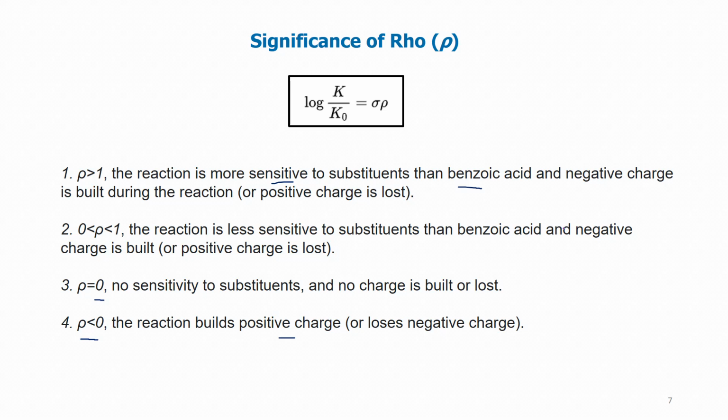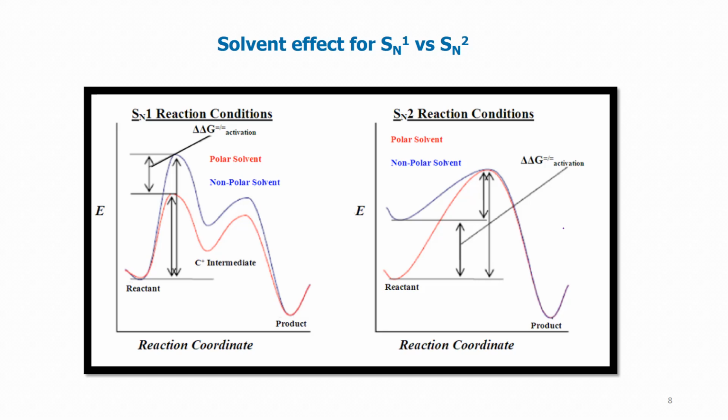If any reaction's rho value is given, from this value or charge we can get an idea of which type of intermediate the reaction is going through. Further, we will discuss some questions where the rho value is given, and from the rho value you can get an idea of the intermediate involved in the reaction medium. Then we talked about the solvent effect for SN1 and SN2 type reactions.